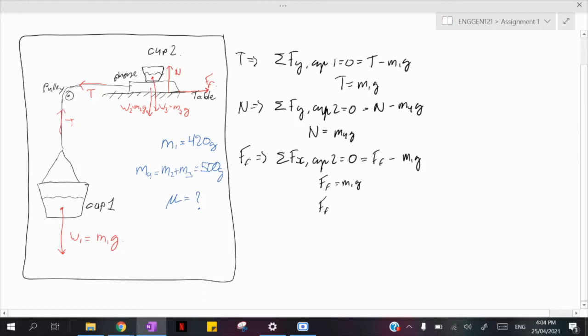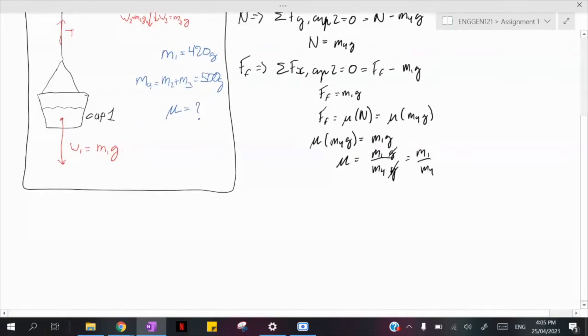We also know, due to our formula, that F_f is equal to mu N, which we know to be mu m4g in this case. Therefore, mu m4g is equal to m1g. And we can simplify to give us mu equals m1 over m4, as the g's cancel out, which we can then substitute our values into to find that the coefficient of static friction between the phone and the table is equal to 0.84.